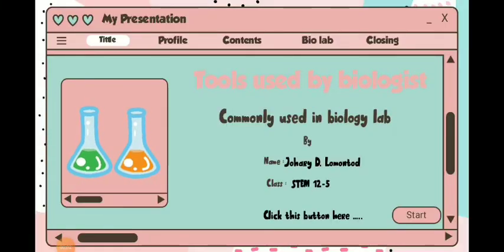Assalamu alaikum and hi, welcome to my presentation with the title Tools Used by Biologists. These are the commonly seen and used tools or instruments in biology lab. This is prepared by Johari Lumontod, myself, from the class of STEM 125. So now let us start.